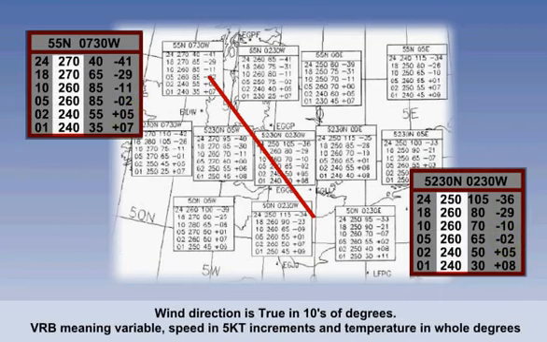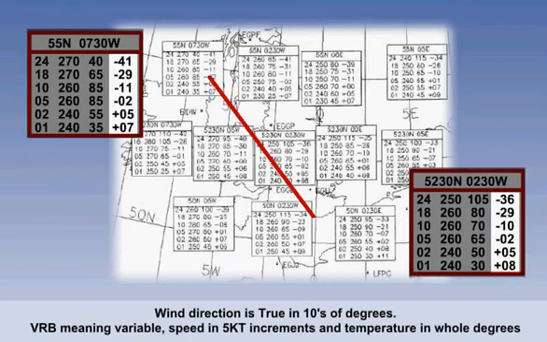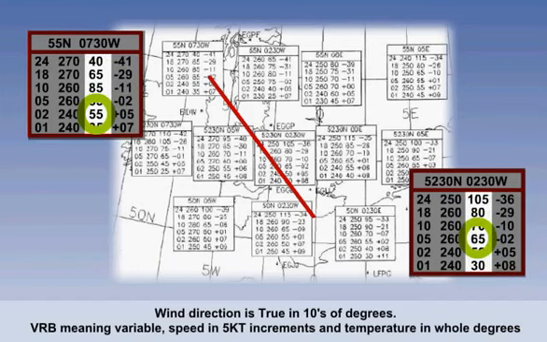Wind direction will be given in tens of degrees. Occasionally the abbreviation VRB will be used to denote a variable wind direction. Speed will be in 5-knot increments and temperature to the nearest whole degree Celsius. Remember, you may have to interpolate the winds between 2 spot forecasts. This will help to increase the accuracy of the flight planning and the flight itself.